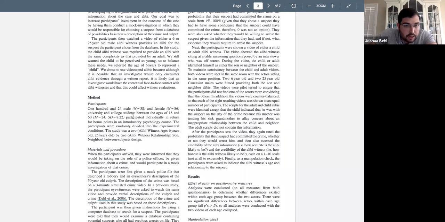124 students between the ages of 18 participated, past tense, individually in return for bonus. In your study, you might say 150 participants will participate in this project, right? And that's important because you're just proposing to do this. You're not actually collecting anything. So make sure your method section is in future tense.